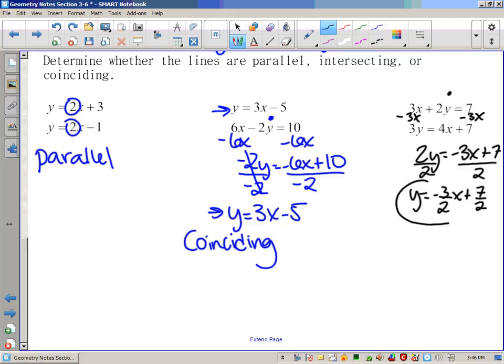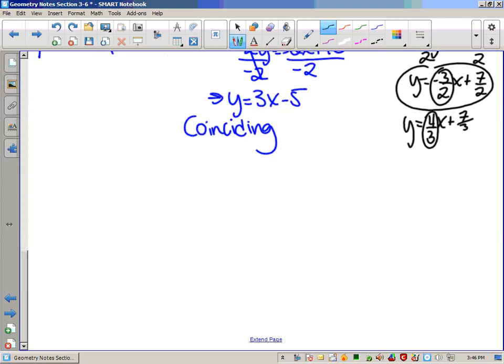So there's one equation. Then I'll do the same thing with the other one. This one, all I have to do is divide by 3 and get y equals 4/3 x plus 7/3. Yep, there's nothing special about those two slopes. -3 halves and 4/3 have nothing in common, so these would be intersecting.